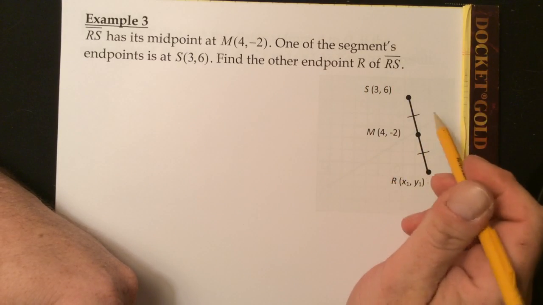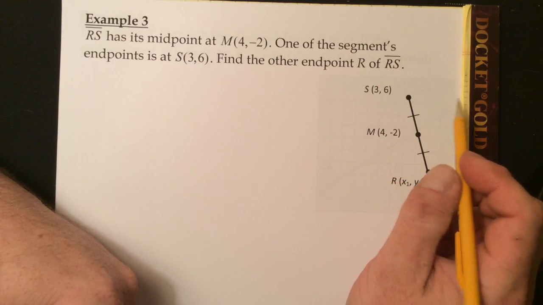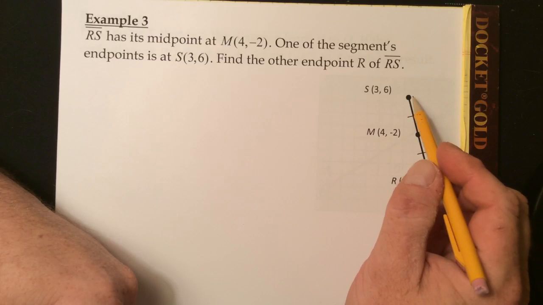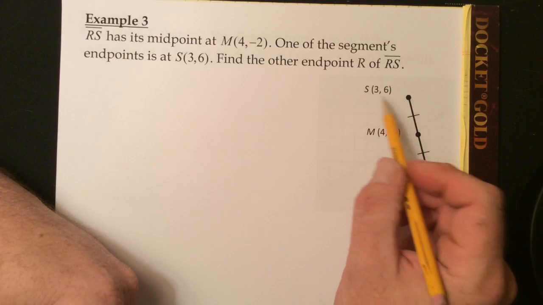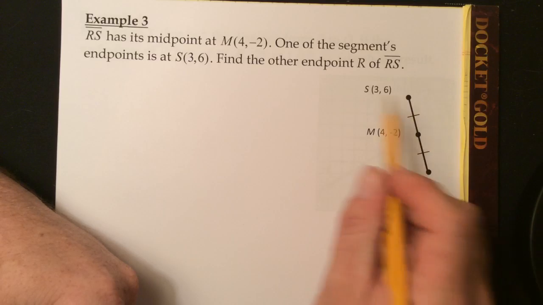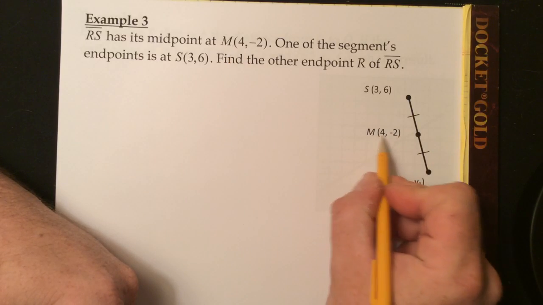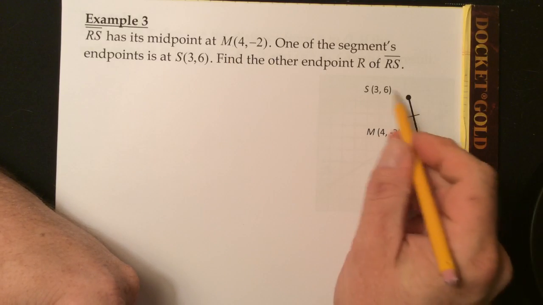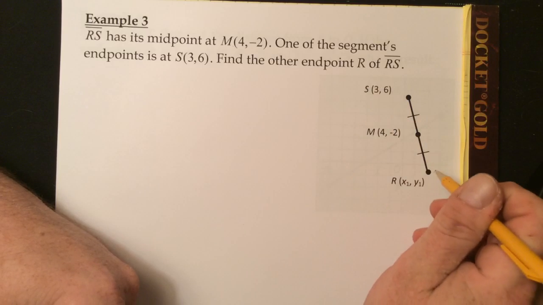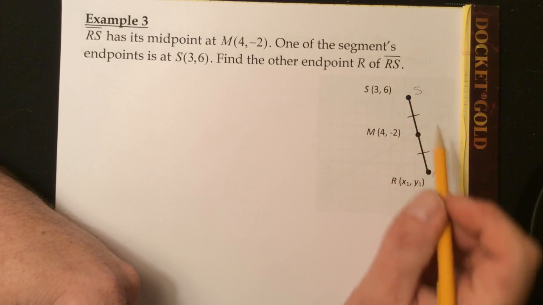Now I didn't put this on a coordinate grid or coordinate plane because I wanted you to focus in on the numerical part of the problem. But I did want to put this on here so you kind of get an idea what's going on. The midpoint is at 4, -2. Here's the midpoint of RS. So this would be R and this would be S.